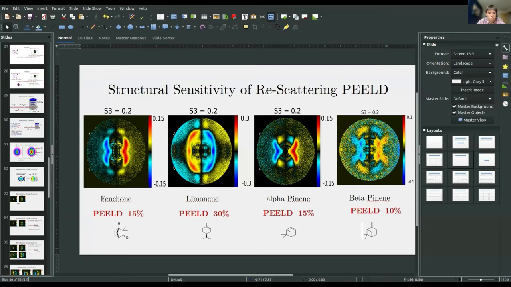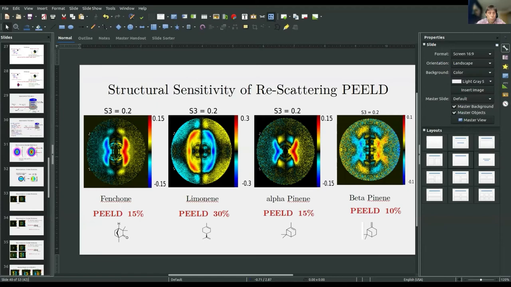I cannot say confidently exactly why it is so sensitive, but experimentally we do observe it. It can be because the molecular potential is modified in a certain way that enhances this chirality.